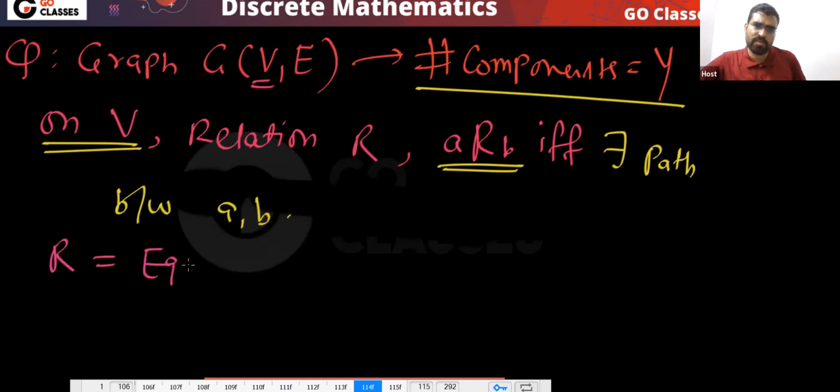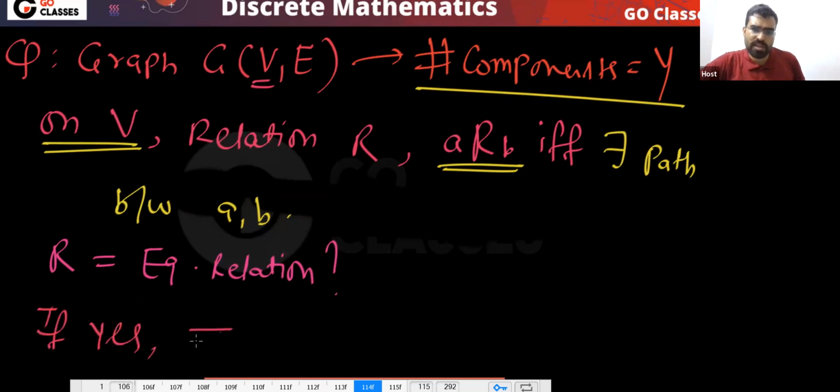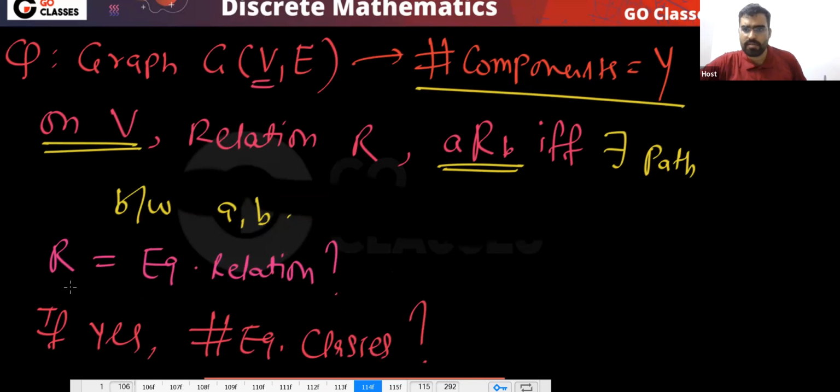What can you say about this? Can I say this is an equivalence relation? First you tell me this. And if this is an equivalence relation, then what is the number of equivalence classes?